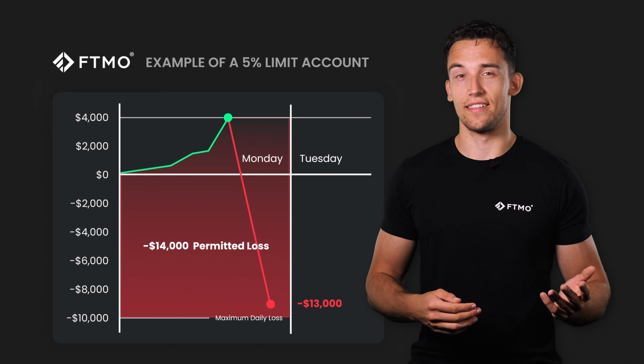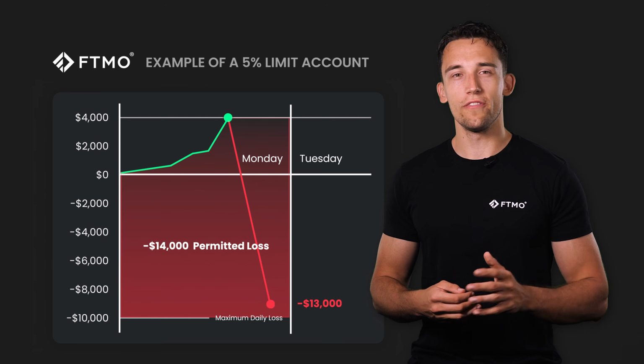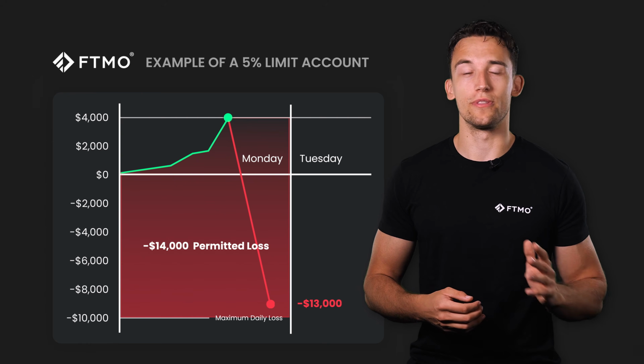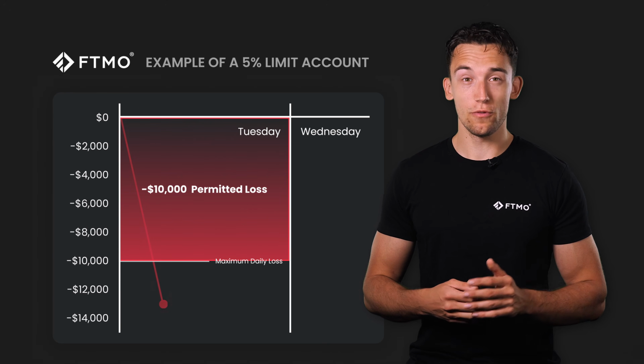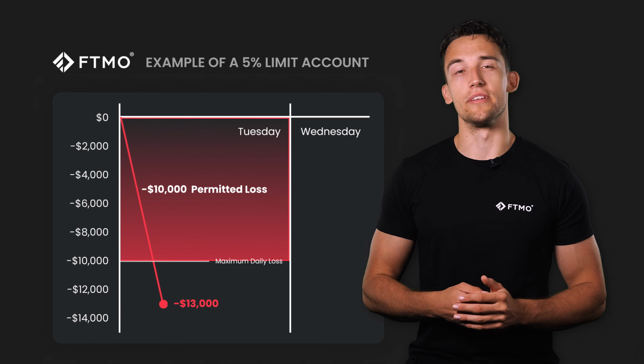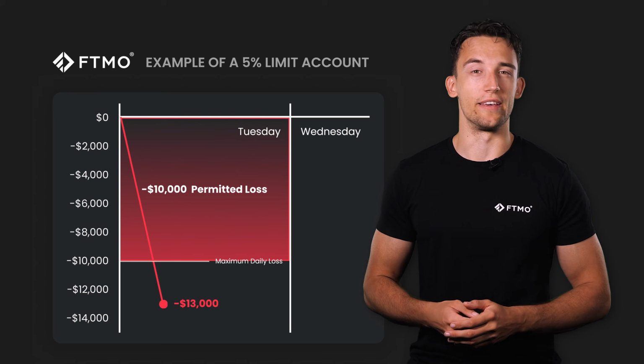However, as I said, the maximum daily loss resets at midnight CEST, so at 12 a.m. on Tuesday, your permitted loss is by default reset to $10,000. If you would still be carrying the $13,000 floating loss, you would exceed the limit as the profits made on the previous day no longer count in a new day.